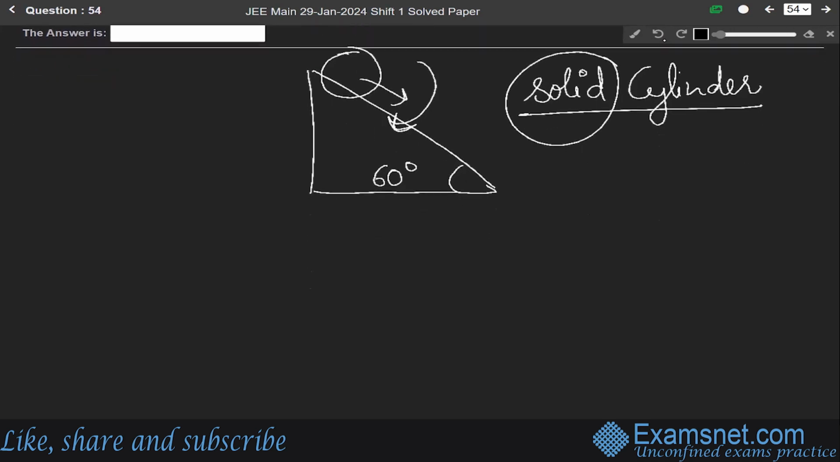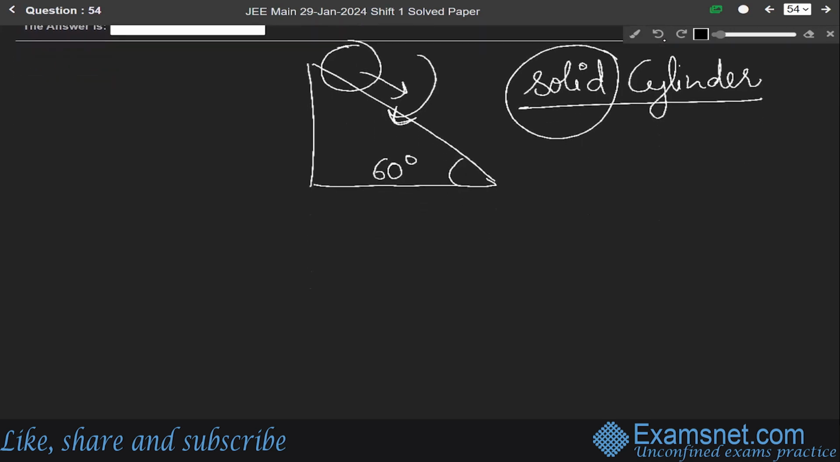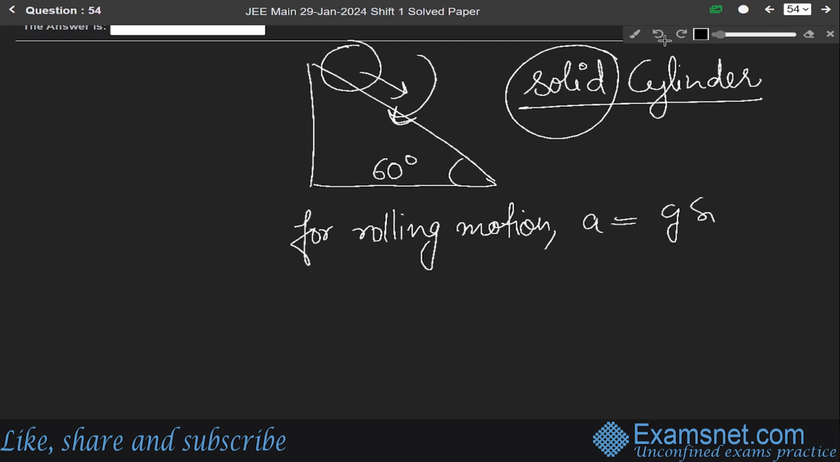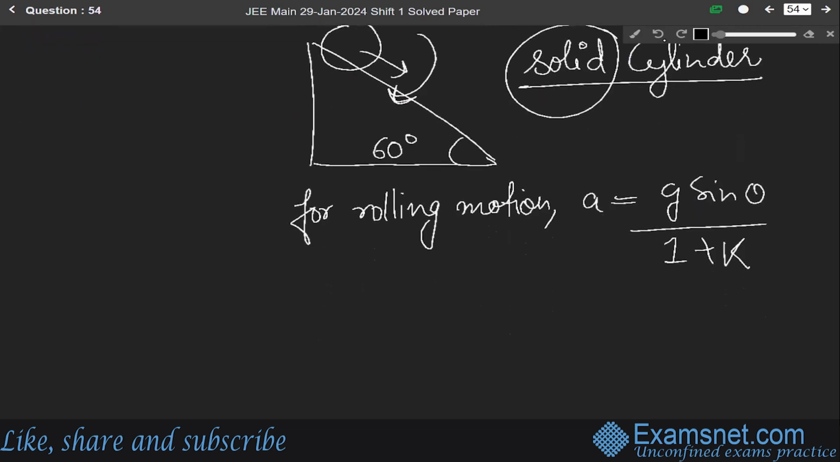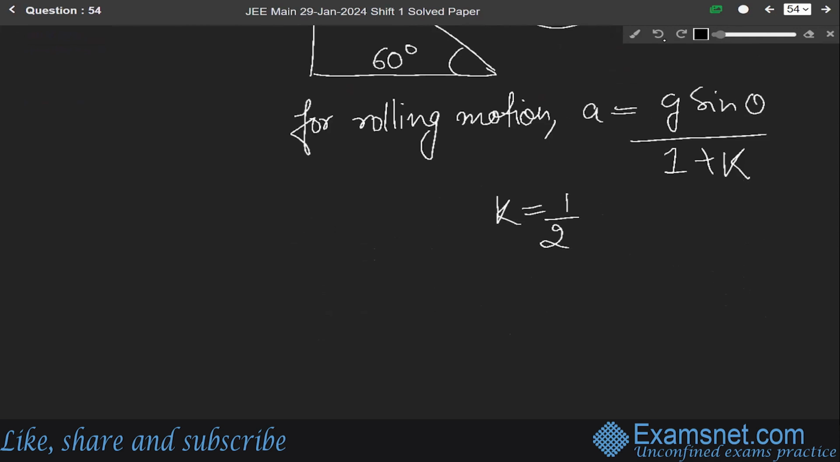We have to find the acceleration, so there is a direct formula for this. For rolling motion, the acceleration a is given as g sin theta over 1 plus k, where k is the moment of inertia factor for this solid cylinder, and here k is equal to 1 by 2. Now solving it, we get a is equal to g is 10 into sin theta, sin 60 is root 3 by 2, over 1 plus k, 1 plus 1 by 2.